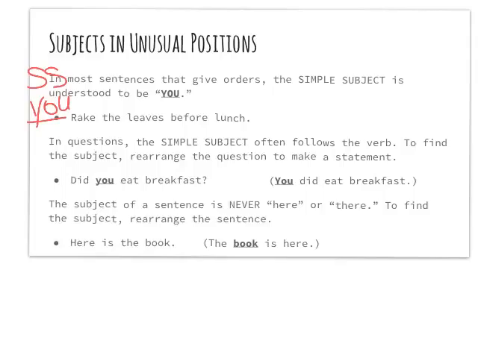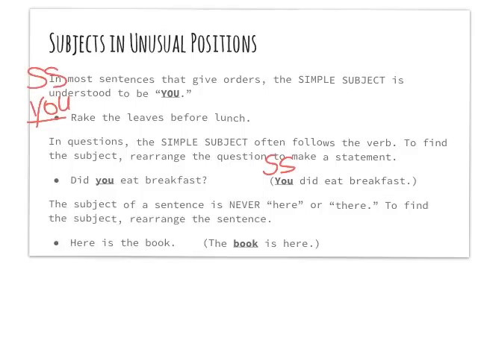You did eat breakfast. Now it's pretty clear that the subject is you. Other kinds of sentences that have the subject in unusual places are sentences that start with the word here or there. Here and there are always adverbs. They tell us where something is. And so we have "Here is the book." You can play with that the same way you can with a question, and you can rearrange it. So "Here is the book" becomes "The book is here."